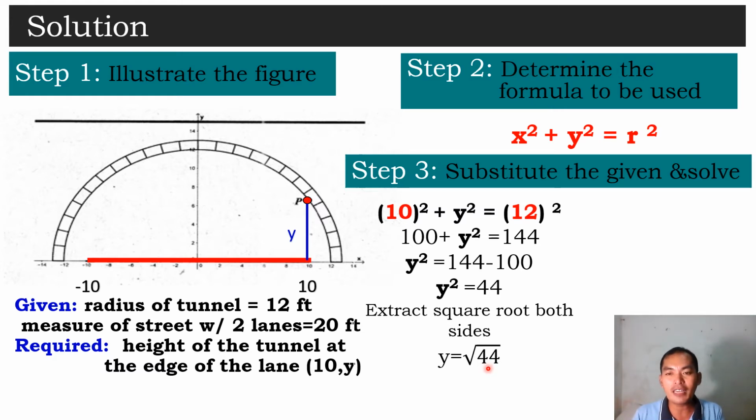But then 44 can be factored with one perfect square, like such that the square root of 4 times 11. Okay? And the square root of 44 is 2 times square root of 11, or in decimal, 6.63 feet. That's the height of this portion of the tunnel na kalinya ng pinakakanto ng street o ng lane or ng highway. So that's 2 square root of 11 or 6.63 feet. That's the answer. Let's proceed to another example.